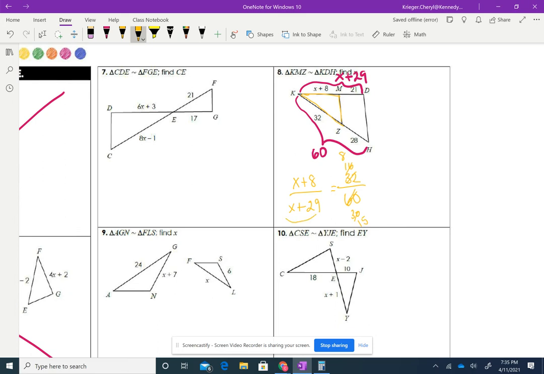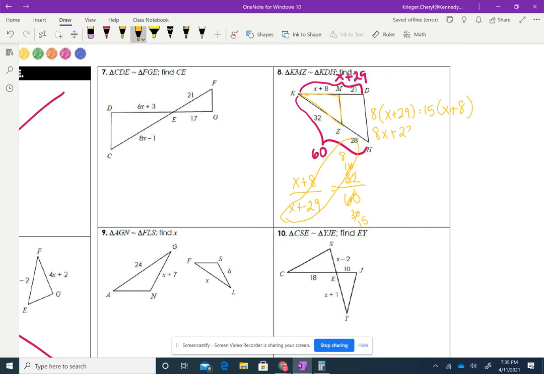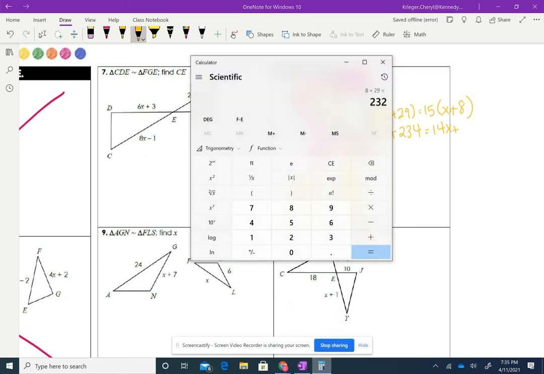Okay, so cross multiply. We got 8 times X plus 29 equals 15 times X plus 8. Okay. 8x plus 8 times 20, 8 times 29. Not sure what happened there. 232 equals 15x plus 15 times 8. I should know it. 120.